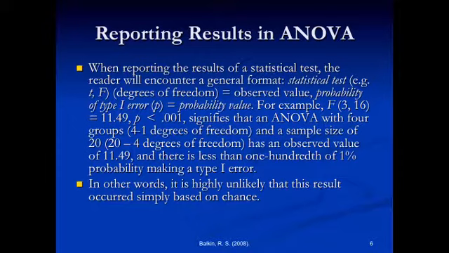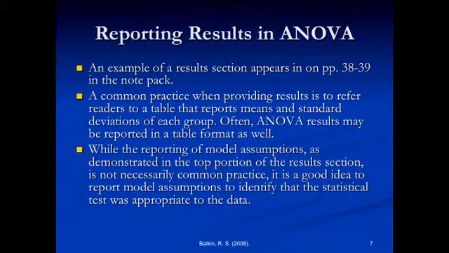This signifies that an ANOVA with 4 groups and a sample size of 20 has an observed value of 11.49, and there is less than 1/100th of 1% probability of making a type 1 error. In other words, it is highly unlikely that this result occurred simply based on chance. An example of a write-up appears on pages 38 and 39 in your note pack.